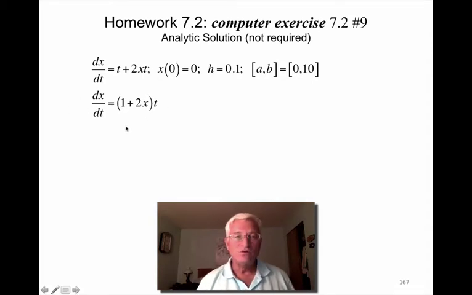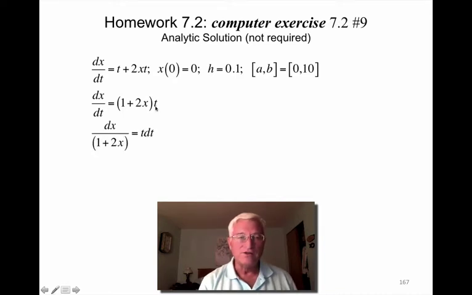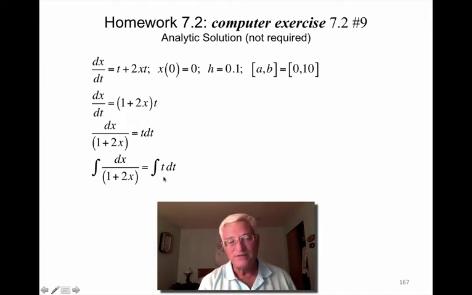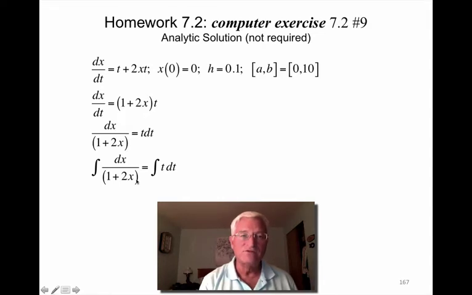And this is doable by the methods of separation, meaning we get one set of variables on one side of the equation and one set of variables on the other. In particular, we want to take the x's and put them on the left and the t's and put them on the right. So let's go ahead and do that. We divide by 1 plus 2x, we multiply by dt, and then we integrate both sides. The integral on the right is easy, that's 1/2 t squared. The integral on the left is also easy. It's the log of 1 plus 2x times a half because of the chain rule.